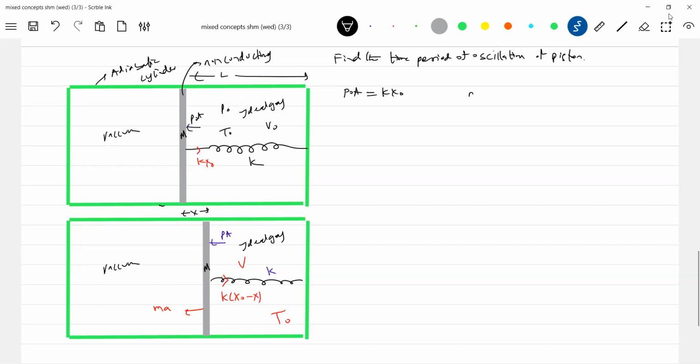When it is displaced, what are the forces that are acting? PA minus K x naught minus x. So this will be equal to PA. K x naught should be equal to P naught A plus Kx. So this will become P minus P naught.